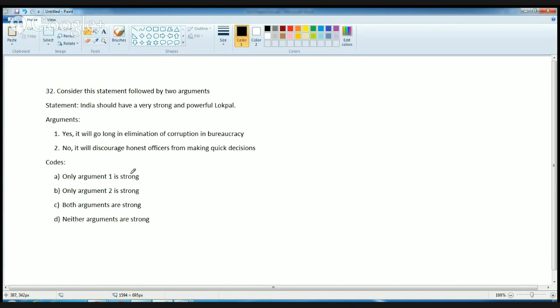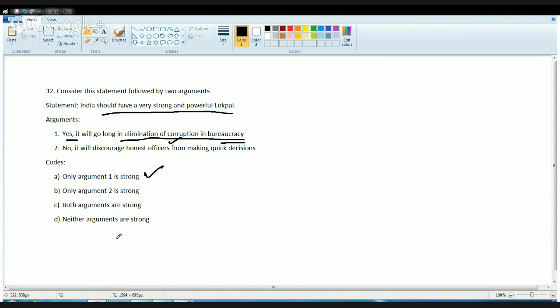Answer 1 is a strong argument. If we say that it would eliminate corruption and bureaucracy, that supports the statement very well, rather than saying that it would discourage the honest officers from making quick decisions, because the decision-making power of any honest officer will not be determined by whether there is a Lokpal at the center or not. Despite the Lokpal, a person would take decisions honestly if he is an honest officer. This is not meant for honest officers, but meant to eliminate the corruption in the system. So we can say only statement 1 is strong in this case.